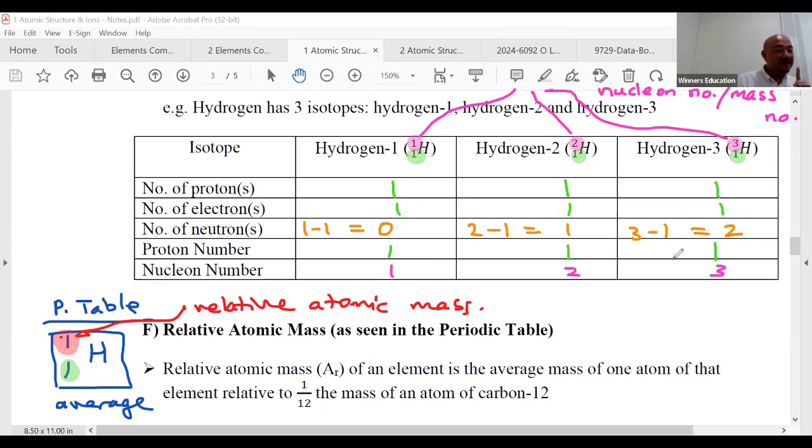How did we get in the periodic table that red color thing called relative atomic mass to be 1? Is by taking the average of all the nucleon numbers over here, which is 1, 2, 3. If I want you to comment, can you make a comment about this? How come the relative atomic mass in the periodic table for hydrogen is 1? What can you tell me?